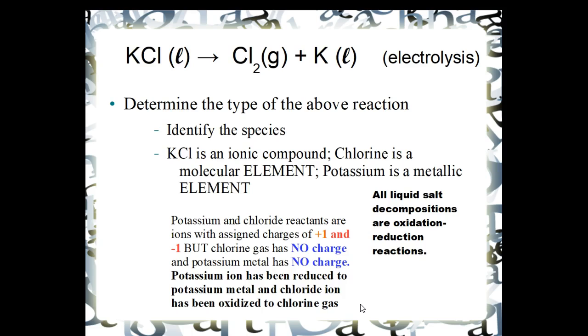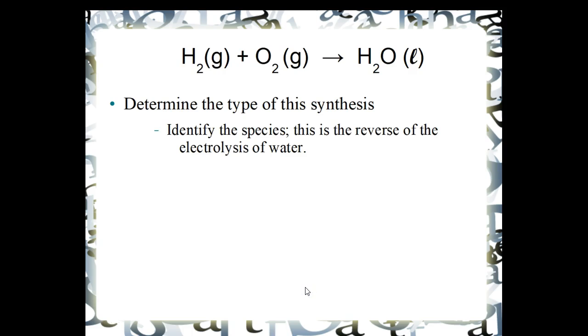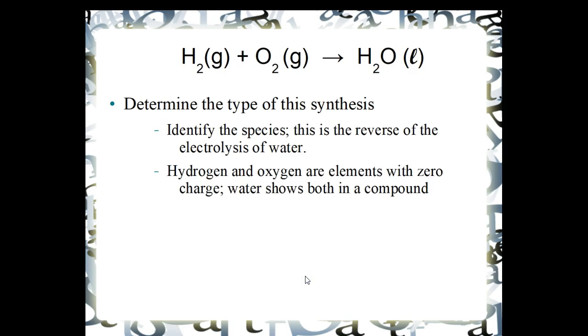Now let's look at a couple of syntheses. Determine the type of this synthesis, where we burn hydrogen in oxygen gas to form liquid water. It'll probably be gaseous water until it cools down. Identifying the species, we can also see this is the reverse of the electrolysis of water we just looked at. Hydrogen and oxygen are elements with zero charge, and water, both the hydrogen and oxygen, are joined in a compound.